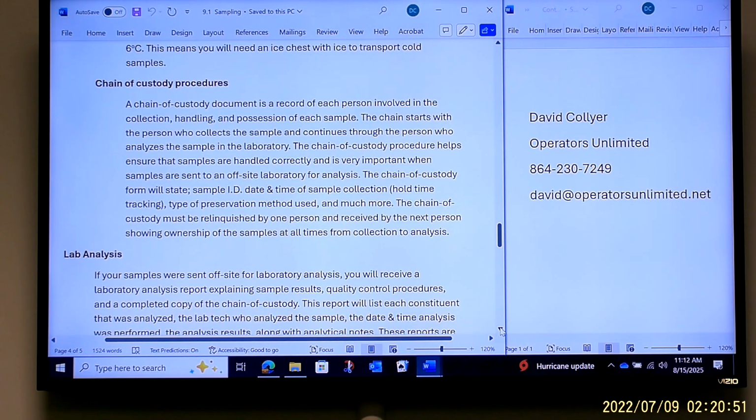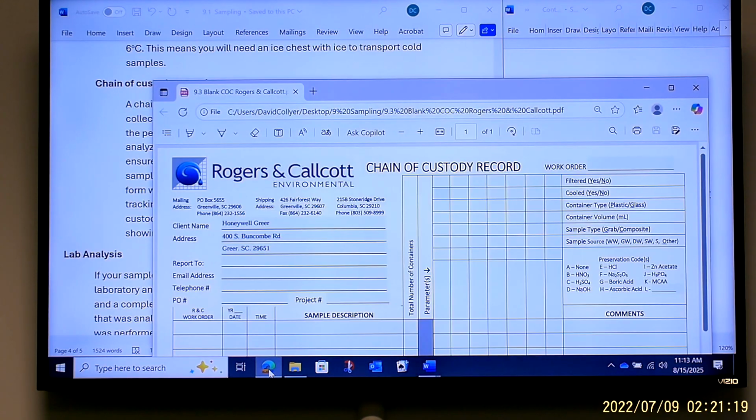The chain of custody form will state the sample ID, the date and time the sample was collected. This is so you can watch your hold times, the type of preservation method used, and much more. The chain of custody must be relinquished by one person and received by the next person, showing ownership of the samples at all times. I have an example of a chain of custody.